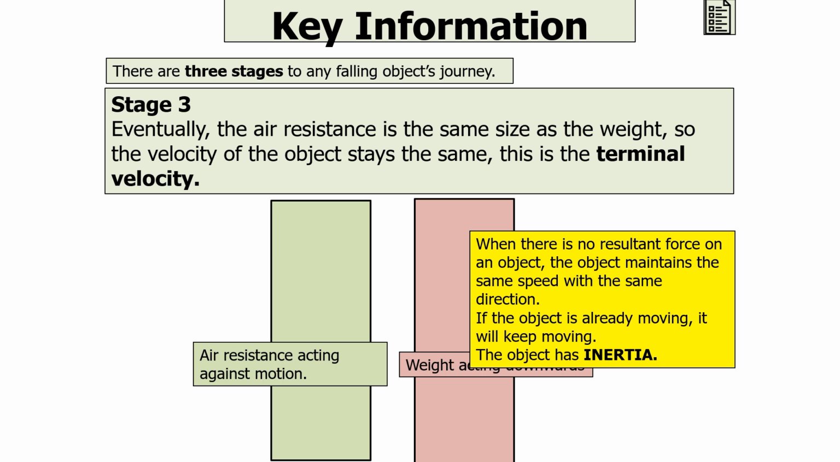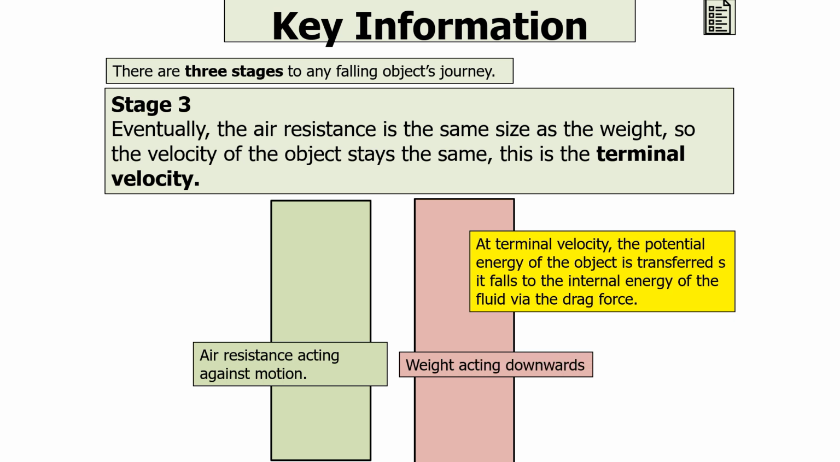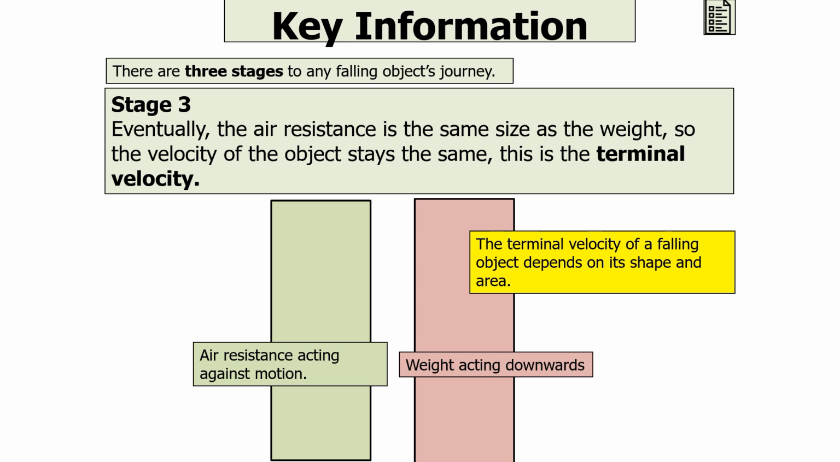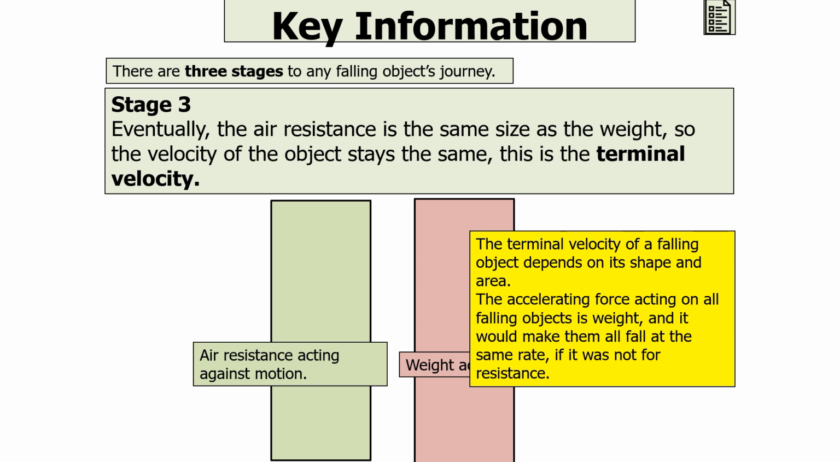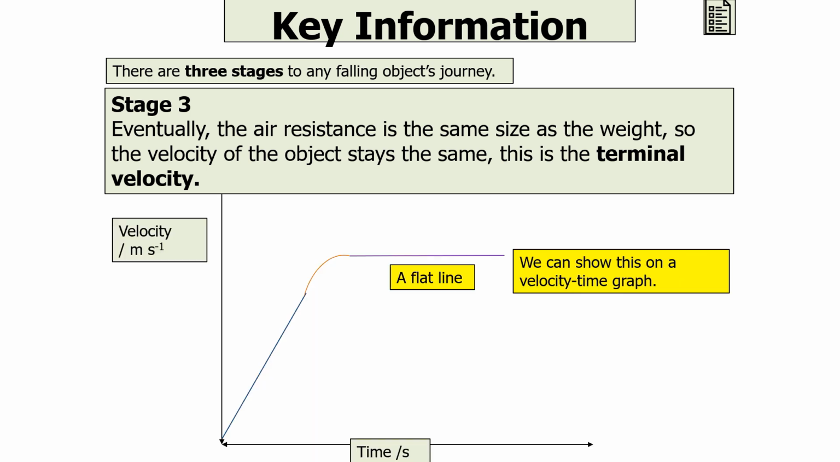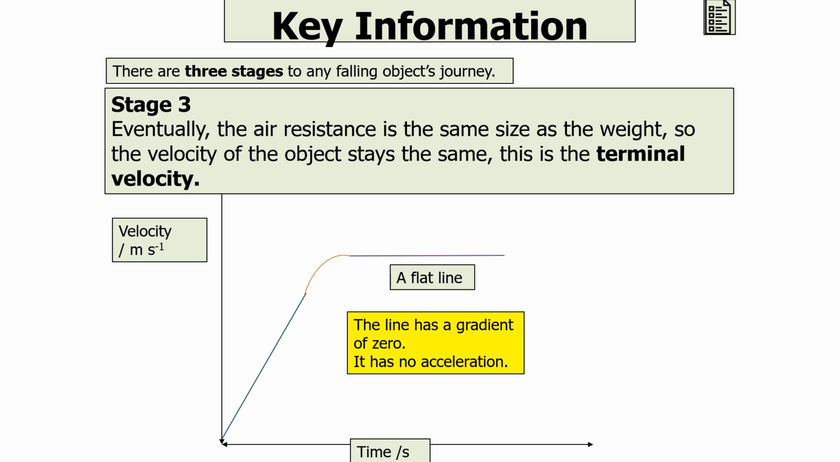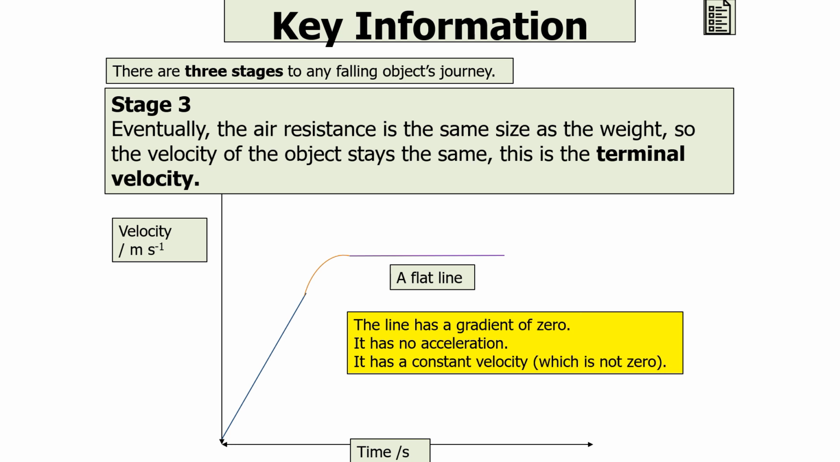The object has inertia. At terminal velocity, the potential energy of an object is transferred as it falls to the internal energy of the fluid via the drag force. The terminal velocity of a falling object, as we said, depends on its shape and area. So the accelerating force acting on all falling objects is weight, and would make them fall all at the same rate if it was not for this air resistance. So we can see this on the following section of our velocity time graph. The flat line has a gradient of 0, so it has no acceleration. It has a constant velocity, which is not 0, so we say it has a terminal velocity.